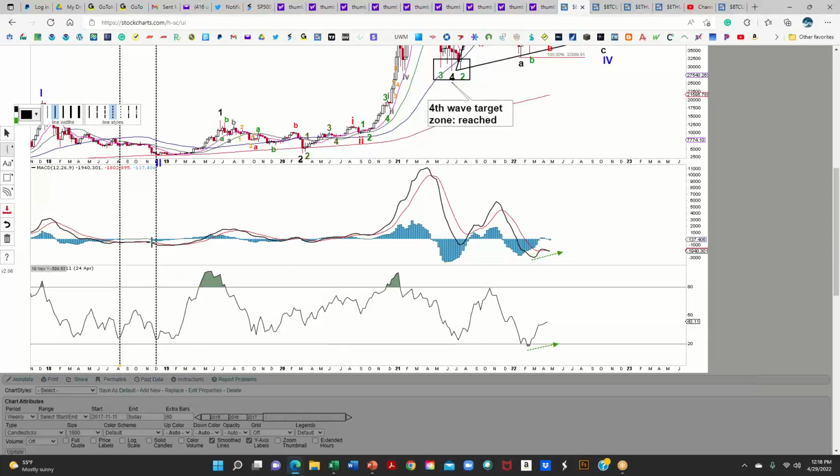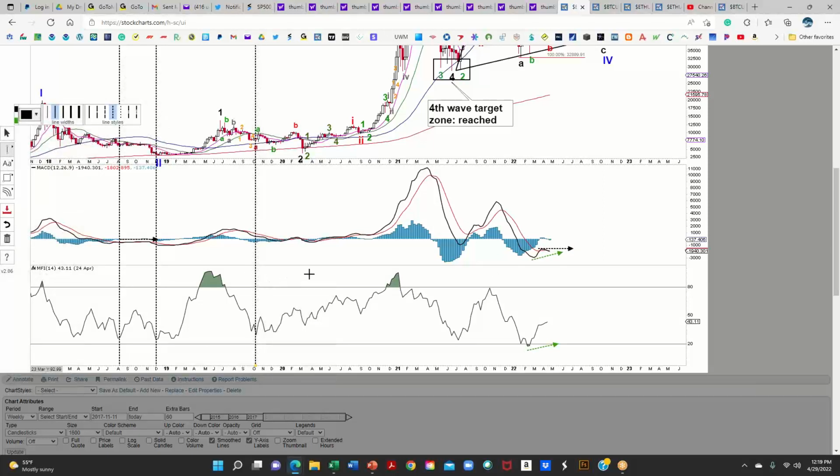Look also here how the MACD started to flatline, and we're starting to flatline here as well. This is the MACD flatlining, and we potentially start to flatline here as well. So it could take a couple of months. Okay. Then we can see here as well.